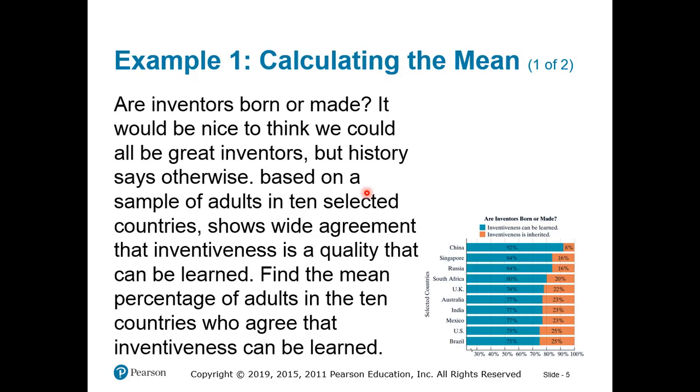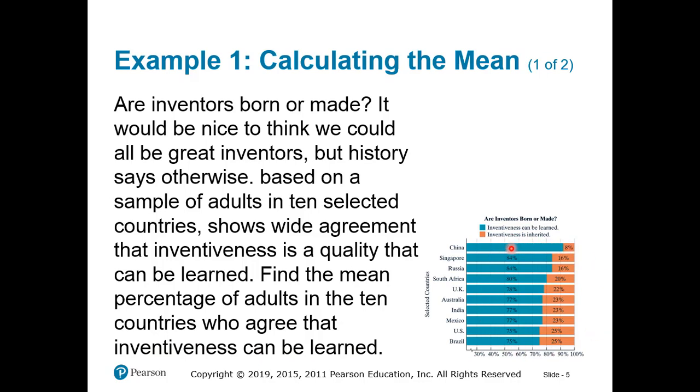In calculating the mean, we say, are investors born or made? It would be nice to think we could all be great inventors, but history says otherwise. Based on a sample of adults in 10 selected countries, there is wide agreement that inventiveness is a quality that can be learned. Find the mean percentage of adults in the 10 countries who agree that inventiveness can be learned. Okay, so here's the tables.